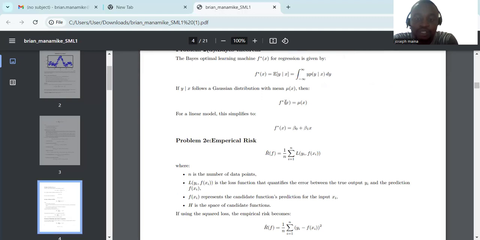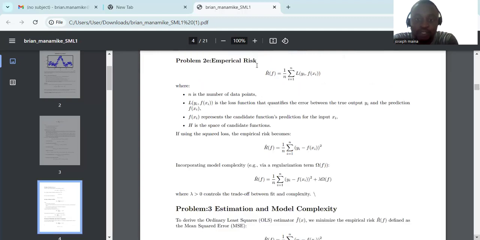As for my Bayes theorem, I used this function which showed a Gaussian distribution. Then I found that f star is equal to the minimizer over f. And for a linear model, this simplifies to f star equals b0 plus b1 times x. Empirical risk, I found that it was R hat of f equals 1 over n, where n is the number of data points, and L(y, f(x)) is the loss function that quantifies the error between the true output y and the prediction f of x.